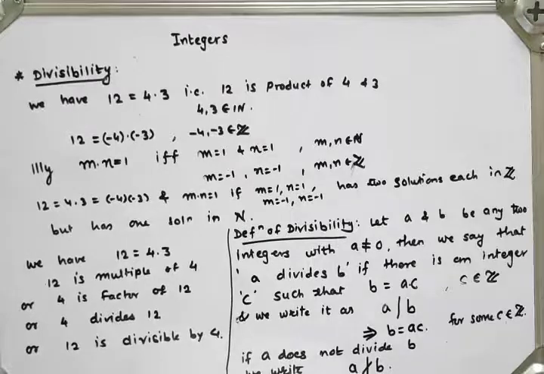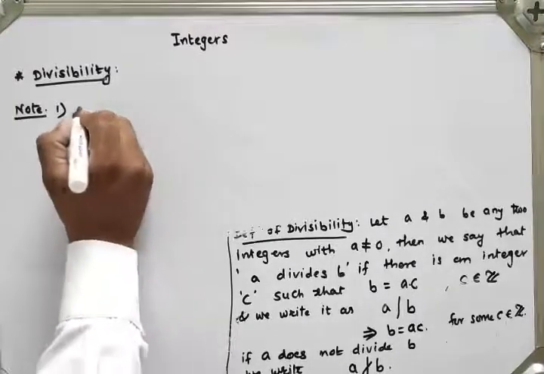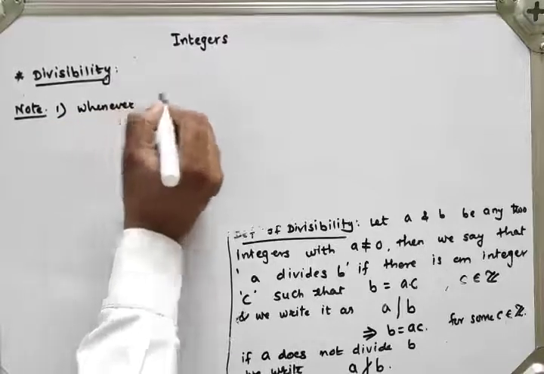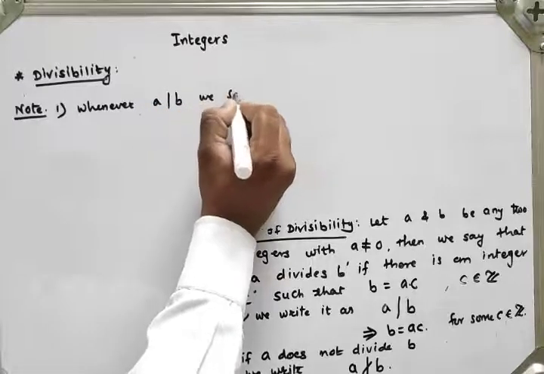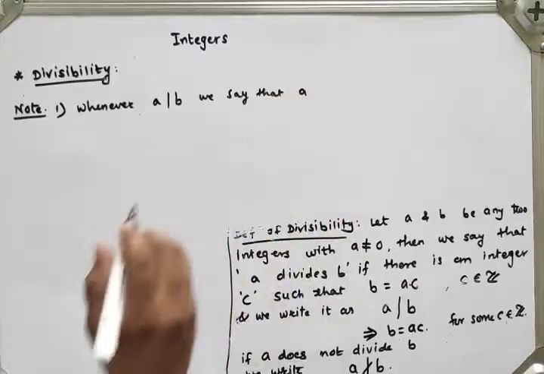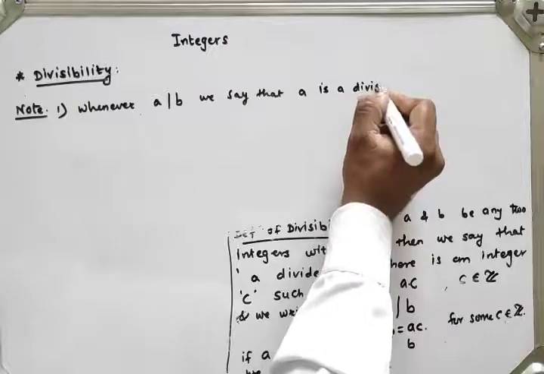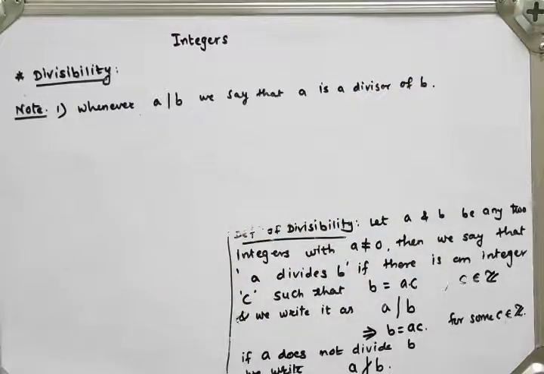Let's see some notes. First, whenever A divides B, we say that A is a divisor of B. A divides B means A is a divisor of element B.